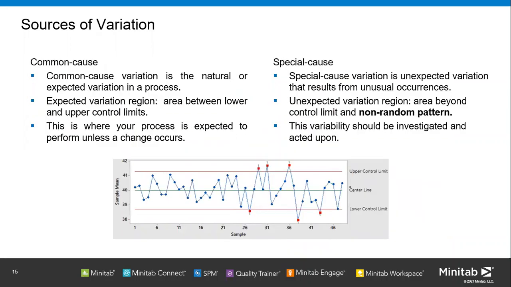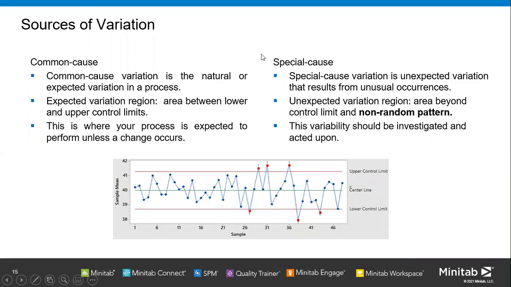For the sources of variation, we have two. The common cause is natural, or we call it the expected variation in the process. Whatever you do in your process, you must accept that you have common cause variation. We expect the common cause variation to be within 3 sigma, above or below. When your process is inside this range, it is expected to perform unless a change occurs. So if your process is inside the upper control limit and the lower control limit, we consider the process okay. It's a good one.